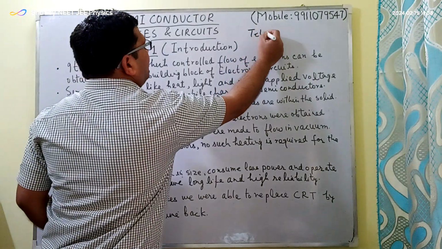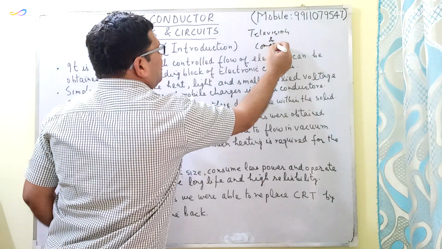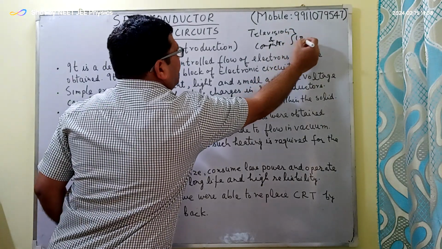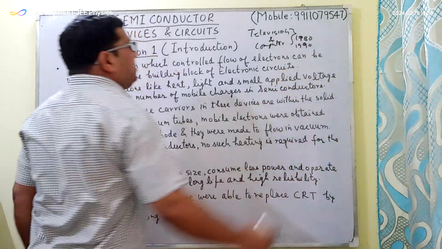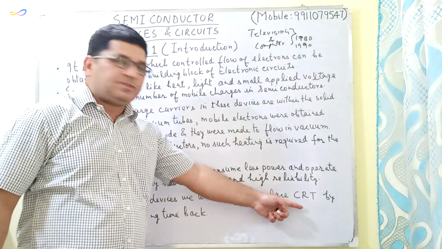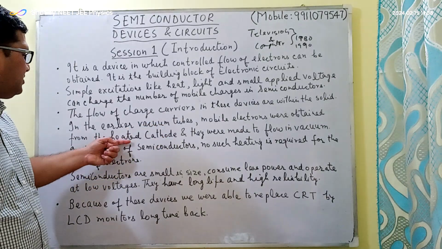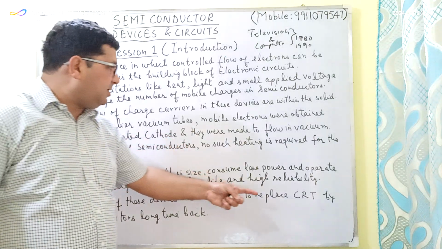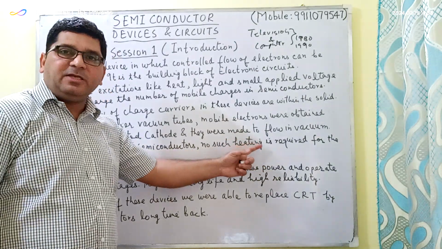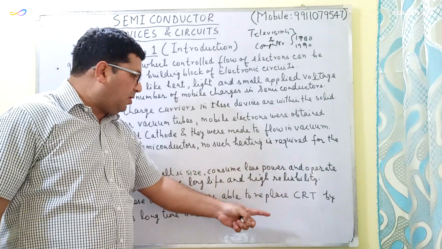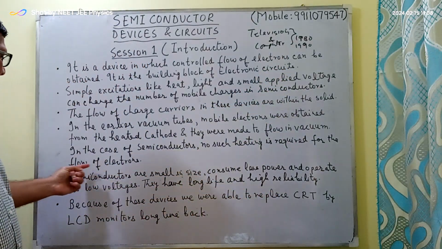These CRTs, or vacuum tubes, were used in our televisions and computer monitors. This was a long time back, in the 1980s and 90s. During this period, televisions and computer monitors used to have these vacuum tubes, which are basically heated cathode tubes, and in these heated cathode tubes, the electrons used to flow in an evacuated space or vacuum.